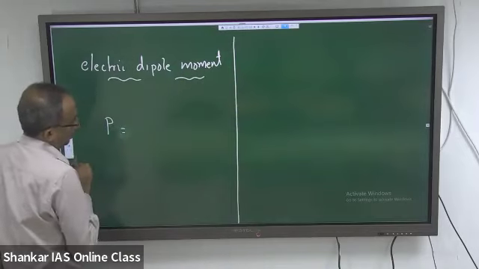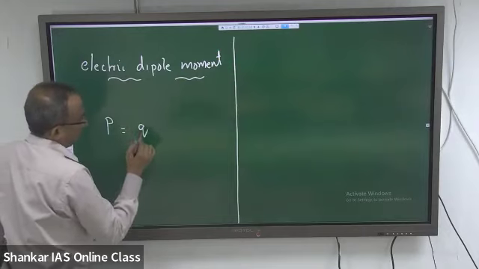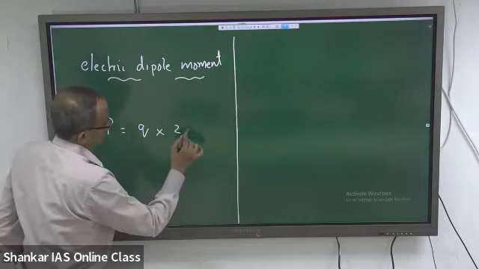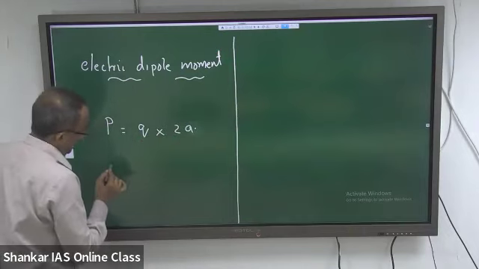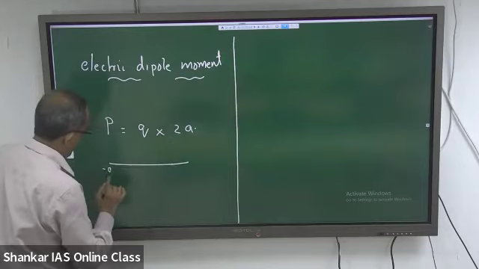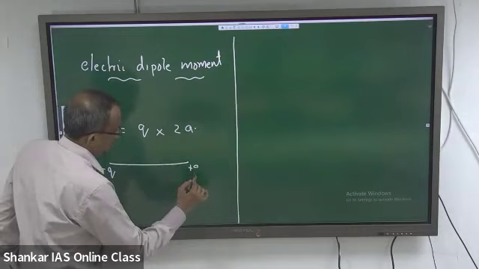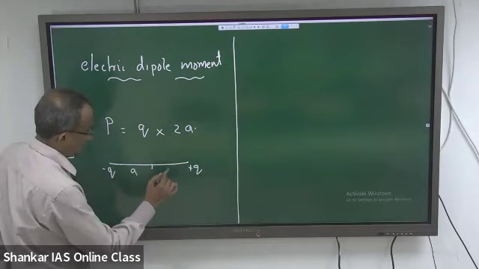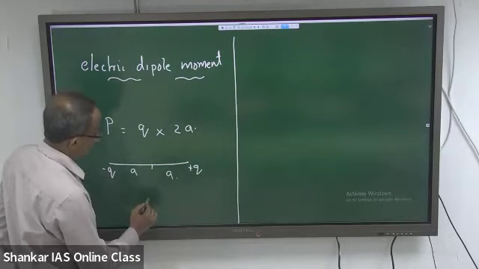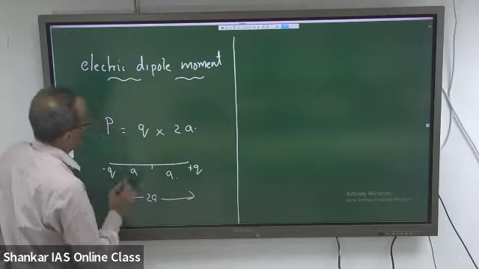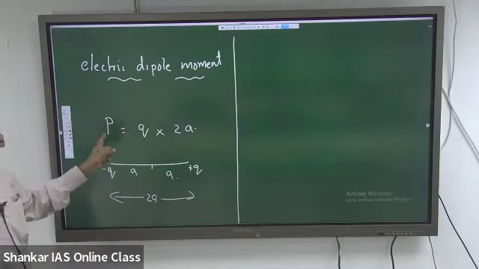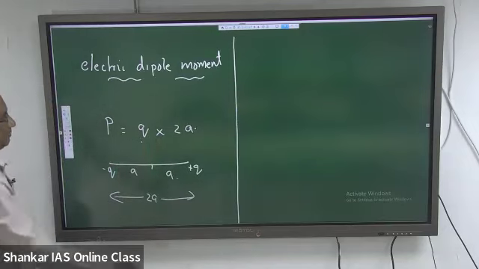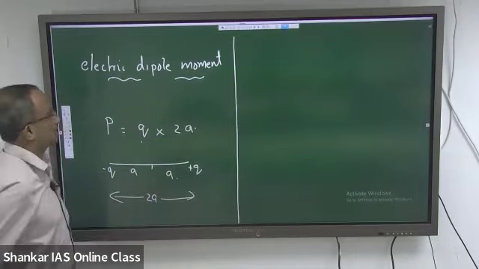P is equal to one of the charges Q, only the magnitude of charge we are taking, into the distance between the two charges, 2a. See, the dipole will be like this, minus Q, plus Q. The distance between them is taken as 2a. Up to the midpoint it is a, this side also it is a. Total distance will be 2a. The dipole moment is defined as the product of one of the charges and the distance between the two charges.